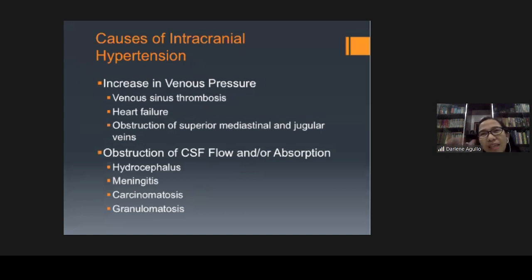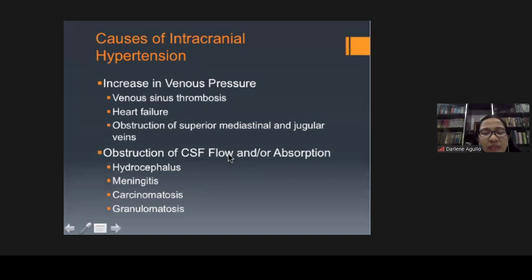So, di ba, yung CSF circulation natin, yung absorption niya, papuntang arachnoid granulations, which indent the superior sagittal sinus. So, if may venous sinus thrombosis anywhere from the superior sagittal sinus down to the jugulars, pwede kang may increase in venous pressure, increase in intracranial pressure. Also in heart failure and obstruction of superior mediastinal and jugular veins when you have tumors, or any lesion obstructing this major thoracic vein.